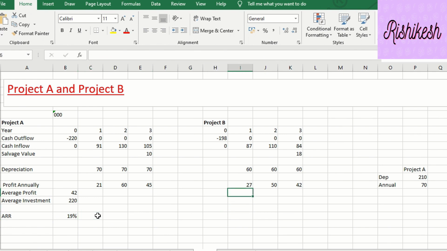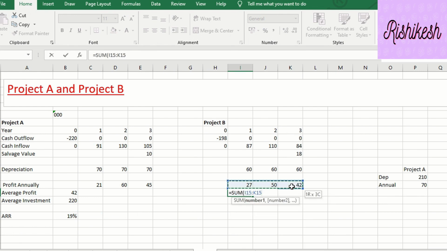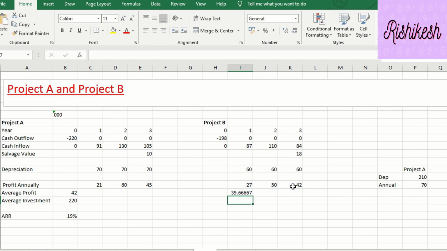Now similarly in this case I can calculate average profit as the sum of all these profits divided by 3. Now average investment in this case will be 198. So ARR can be found out to be average profit divided by average investment. So if I convert that into percentage, this will come out to be 20%. Let us take up to 2 digits, maybe up to 3 digits. Similarly, I can take it up to 3 digits as well. So this is how I can calculate the ARR for both the projects.